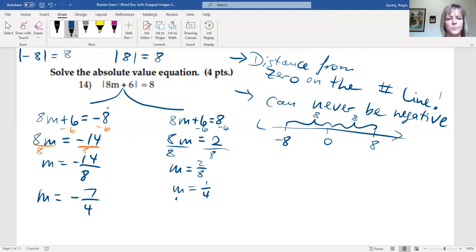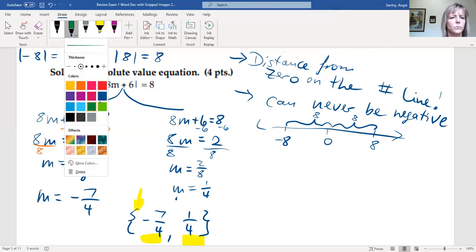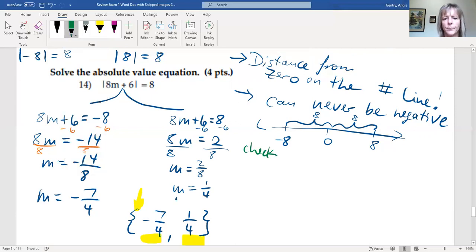What does this mean? My final answer is going to be -7/4 and 1/4. Now, folks, you can't use parentheses here because that would make it an interval or an ordered pair. What this means is these two specific values for m will cause a true statement in the original. So I'm going to check it. Let's check it in green.